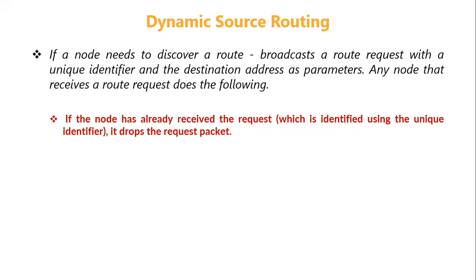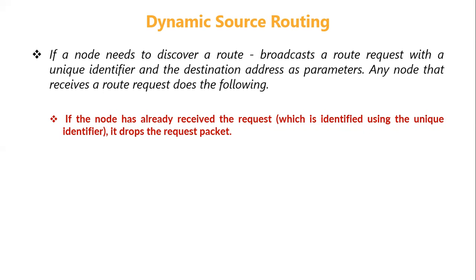Any node that receives the route request will perform the following. The first thing is, if a node wants to discover a route, it will broadcast a message with a unique identifier and the destination IP address. As it is a broadcast message, many nodes will receive this message. If any node receives this message, then they should do any one of the following.